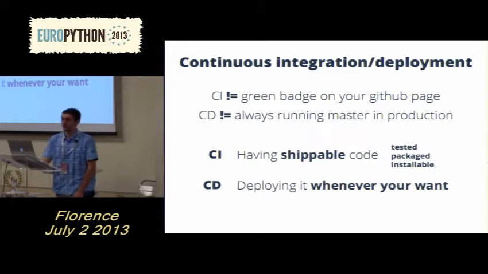And when we have little difference, then this opens the door to continuous integration and deployment. Continuous integration is not only having a build status that's green, and also continuous deployment doesn't mean that you're running master always in production. Rather, the goal of CI is to have shippable code at any time, and shippable does mean that it's tested, it's packaged, and it's installable at any time that you want. And then you can deploy it whenever you want.